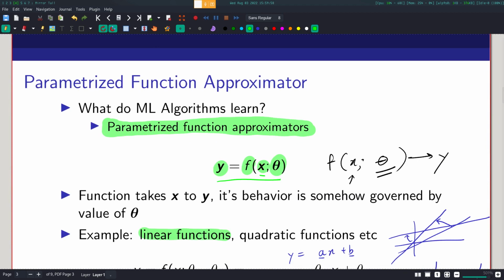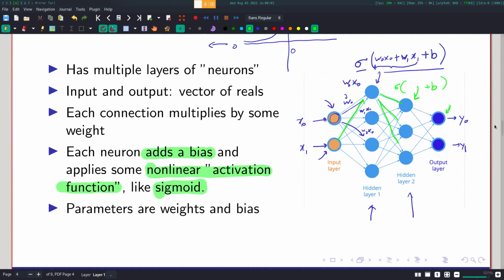It should be something that takes in an input. You also have a set of parameters, right? So far, the input is fine. It's going to take in some vector like this as input.